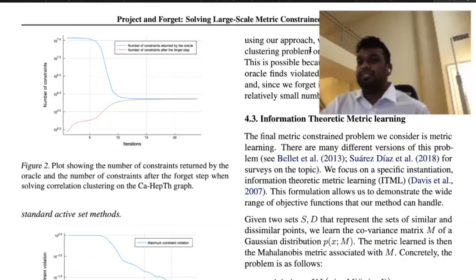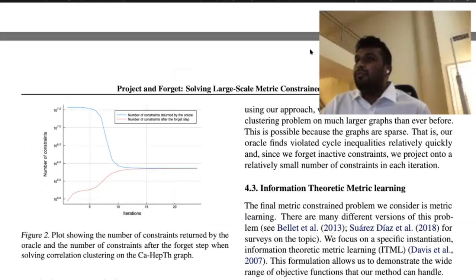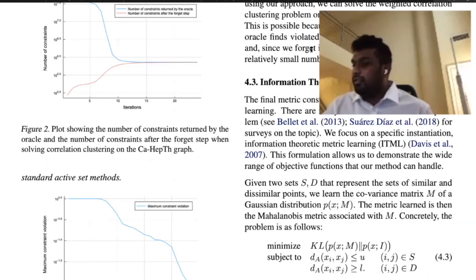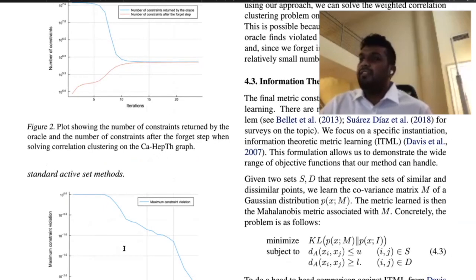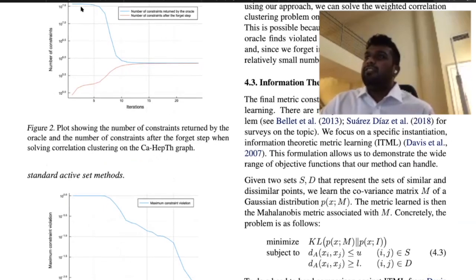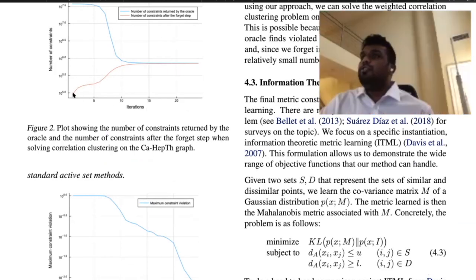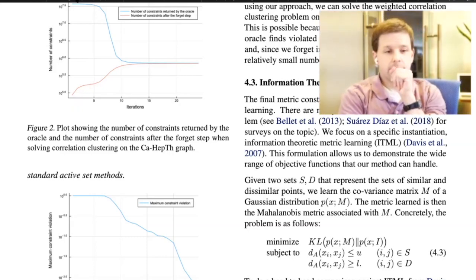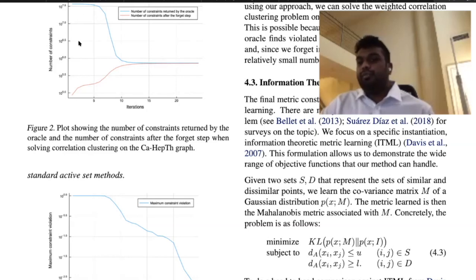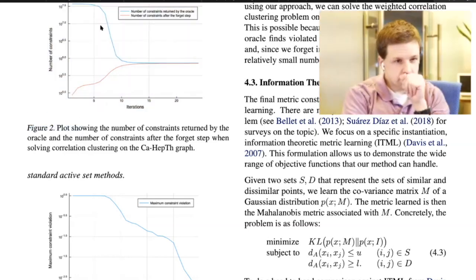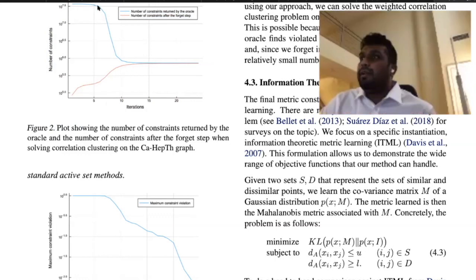I think so. Okay. So one of the things that I want to point out is given by these two graphs. This blue line here is the number of constraints found by the oracle. And this red line is the number of constraints you have left after you do the forget step. As you can see, initially there was a huge difference between these. It takes a while, but eventually they converge to similar numbers.